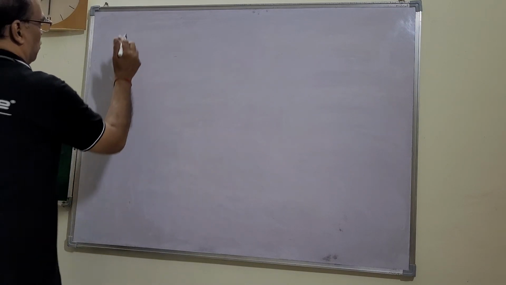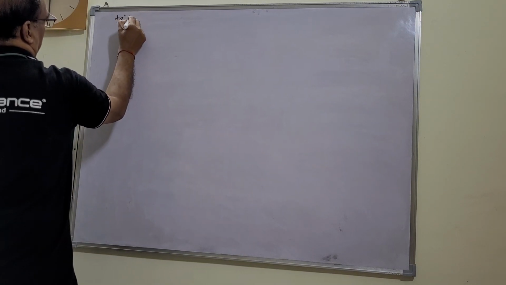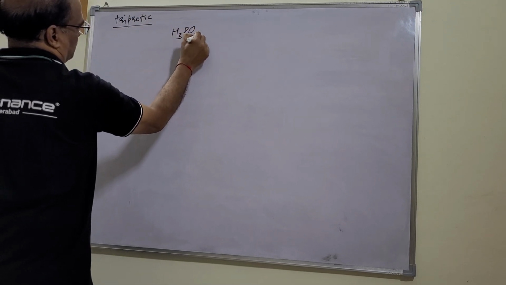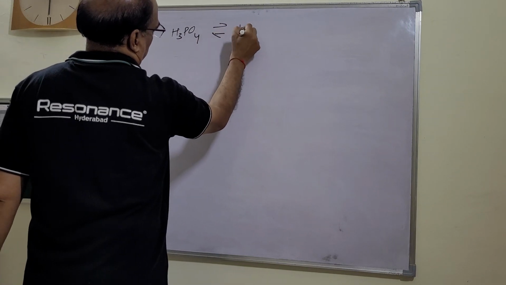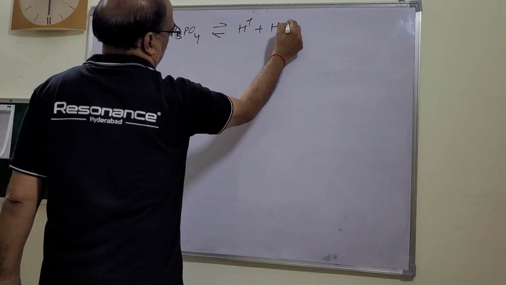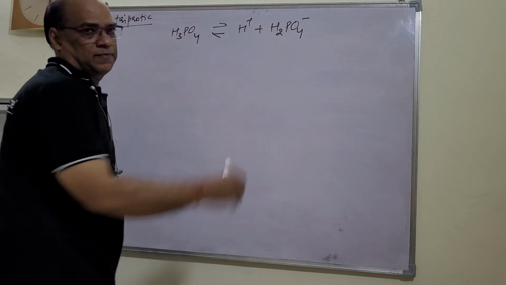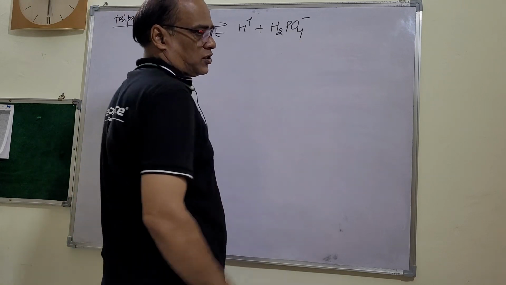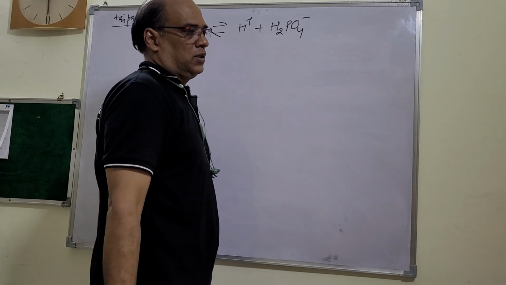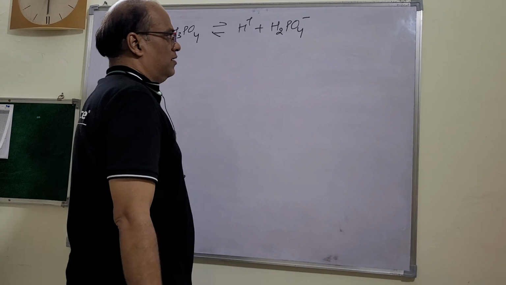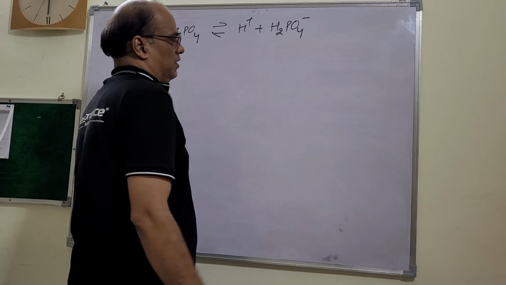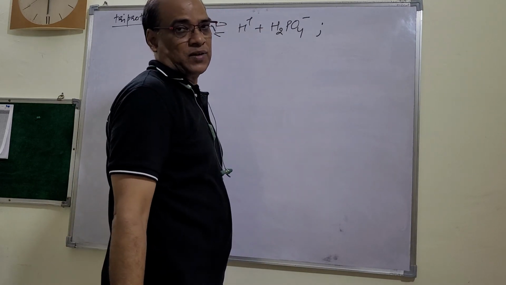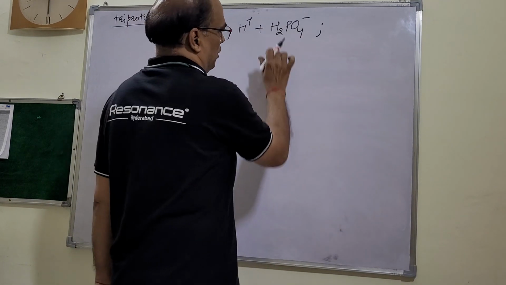Now we come to triprotic. So suppose we take the example of H3PO4. It will ionize in 3 steps. H plus, H2PO4 minus. Anybody can name the ion? Dihydrogen phosphate. You can pause the video and you can listen to it. Dihydrogen phosphate. Why dihydrogen? Because the remaining 2 hydrogens are ionizable.